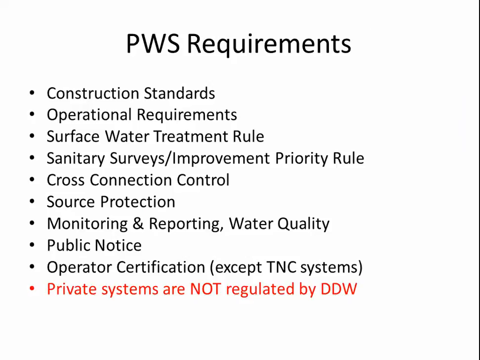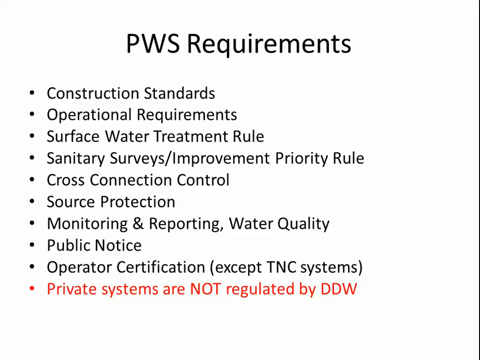So in this presentation, we're going to go through in detail all of these public water system requirements. We're going to talk about construction standards, O&M requirements briefly, the surface water treatment rule, sanitary surveys. Those are inspections when staff from local county health departments or the Division of Drinking Water come out and inspect your water system. Cross connection, source protection, your sampling, which is the monitoring and reporting, which is related to your water quality, public notice, and then finally operator certification.